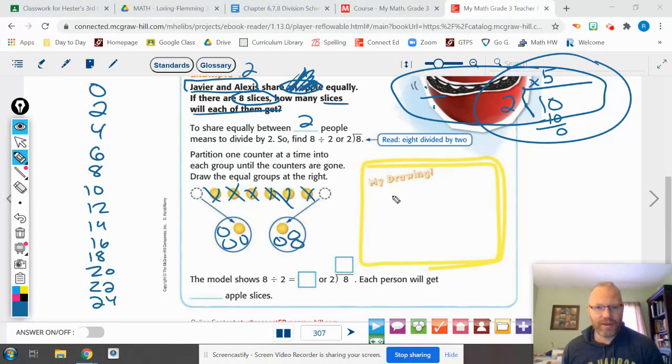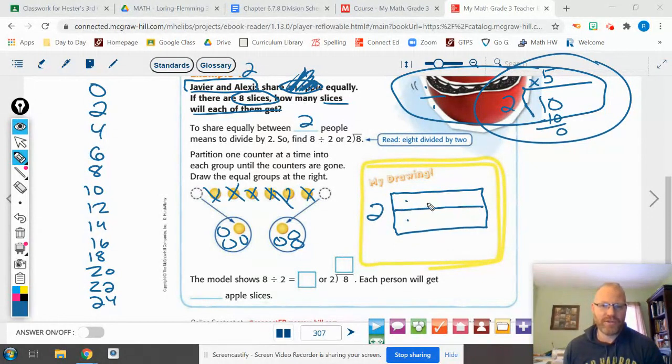Another way that you can draw it is to have 2 people, and they're sharing, so this is 2, they're sharing 8 slices. 1, 2, 3, 4, 5, 6, 7, 8. So we've shared 8 slices, which ends up being 4 in each row. So each one gets 4. So the model shows 8 divided by 2 equals 4, or 2 into 8 is 4. Each person will get 4 apple slices.